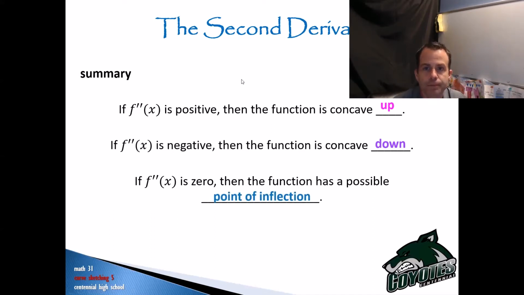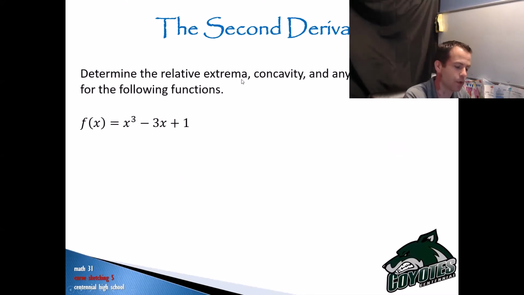Okay, cool. Okay, so here we go into analyzing things. Determine the relative extrema, concavity, and any inflection points for the following functions. Again, extrema is just max and mins. Okay, so I've given you f of x equals x cubed minus 3x plus 1.